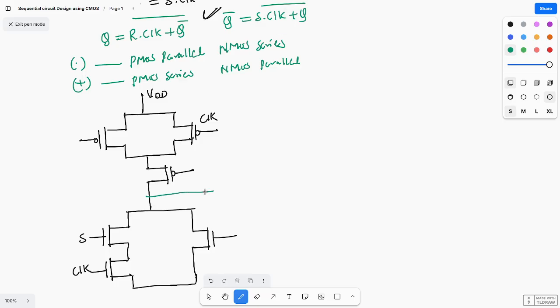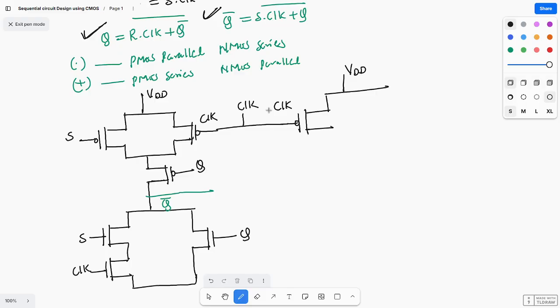What is this Q bar? This is Q bar. So what are the inputs? This is S, this is Q, and this is also Q. Next I'm drawing for this one, Q. VDD, and next here this is R. For flexibility, here I'm drawing clock. Clock is common, so I'm giving clock.